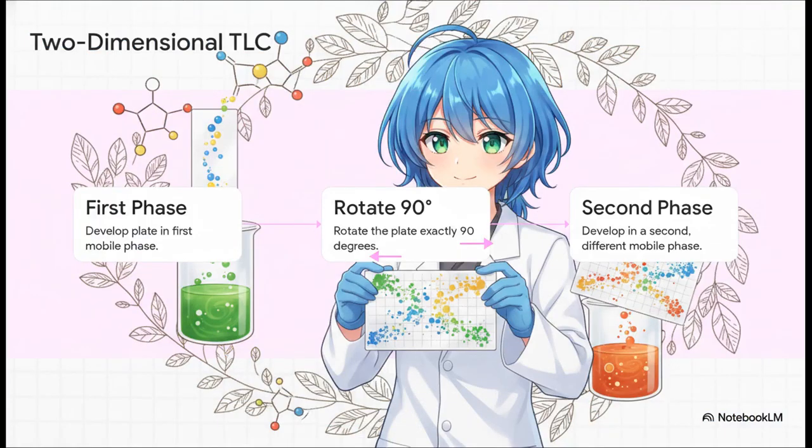Now, imagine you've run your sample, but it's just a mess. You've got spots completely overlapping because the molecules are just too chemically similar. This is where two-dimensional TLC saves the day. First, you run the plate just like normal.